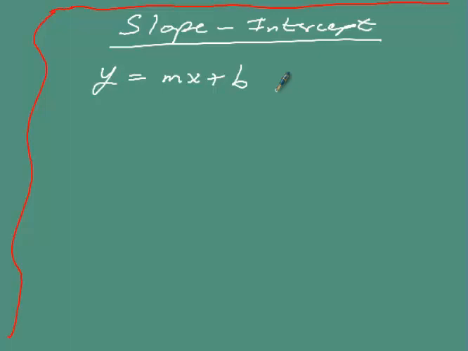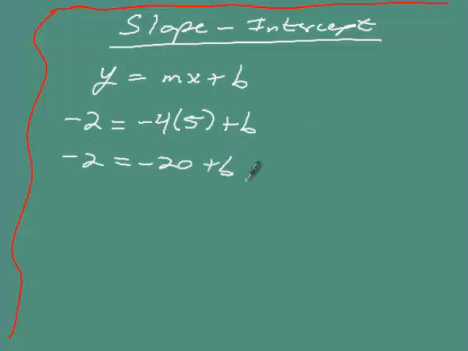All right? So you plug in, you get negative 2 equals negative 4 times 5 plus b. So you get negative 2 equals negative 20 plus b. How do you get b by itself? Add 20. So what's negative 2 plus 20? 18. So you get 18 equals b. Okay, am I just asking you to find the y-intercept? What do the directions say to do? Right, or what?